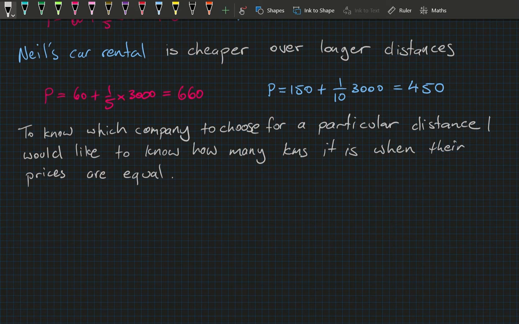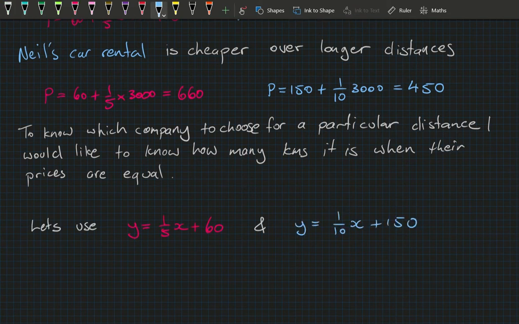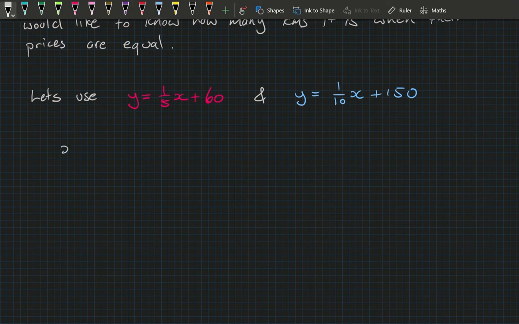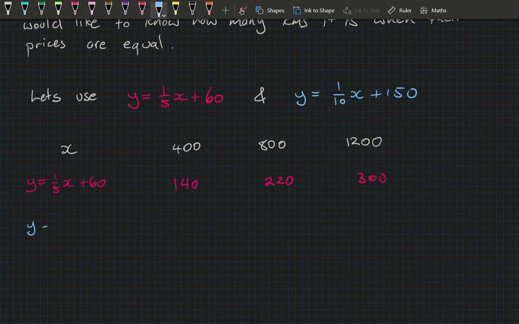To make this problem a little simpler, I'm going to use variables that are more common to us. So price will equal y and kilometres will equal x. We could begin our search by making tables of these values for x values of 400, 800 and 1200. When y equals 1/5 of x plus 60, then for these corresponding x values, we have 140, 220 and 300. And when y equals a tenth of x plus 150, our corresponding y values are 190, 230, and 270.